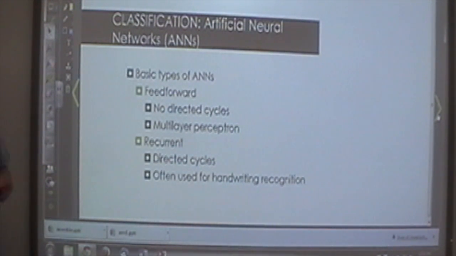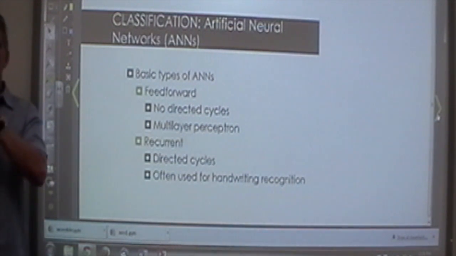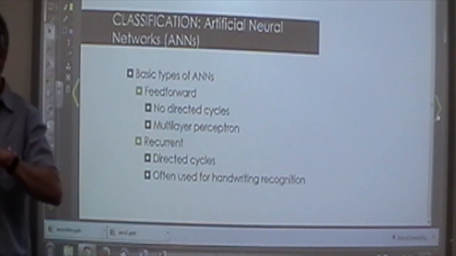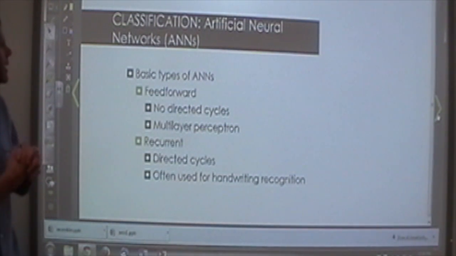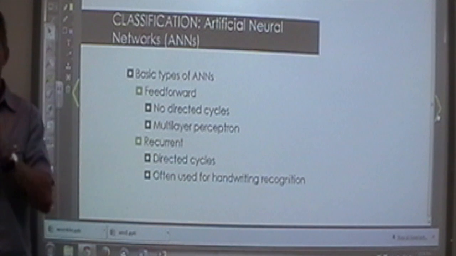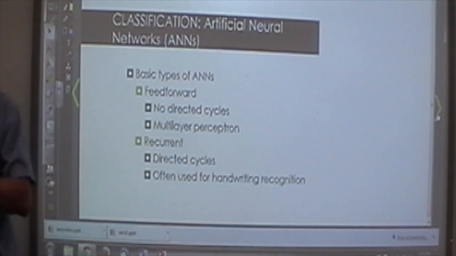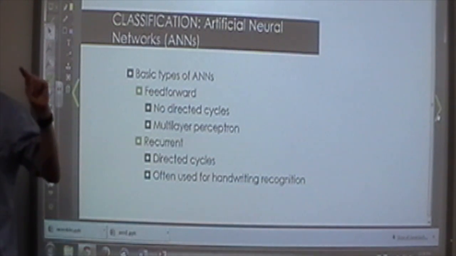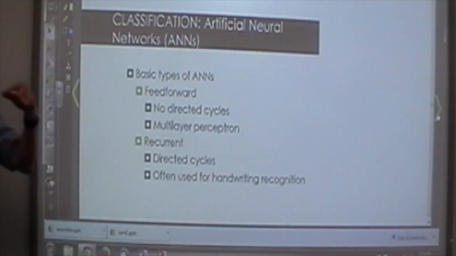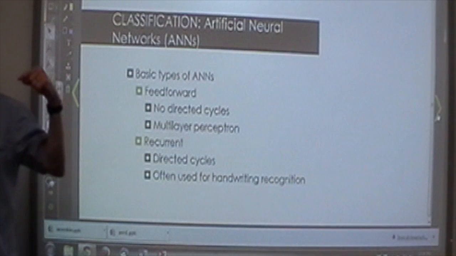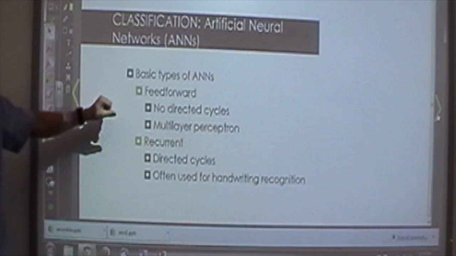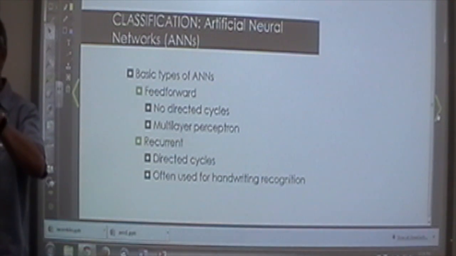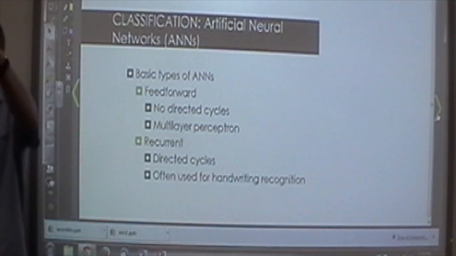More generally, since then it kind of died off for a while, and then it started being reinvigorated later on. And now there are many different types of artificial neural networks. And the basic types, we've seen an example, feed forward. Basically, the main difference with the feed forward artificial network is there are no directed cycles.